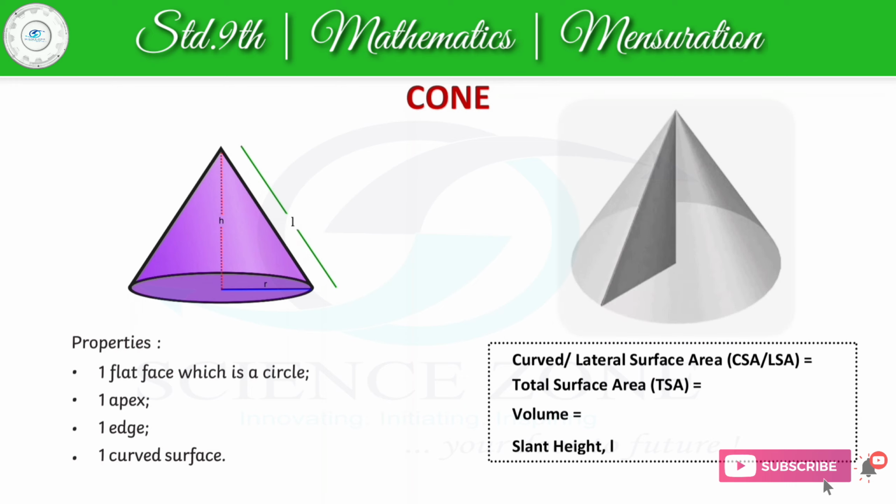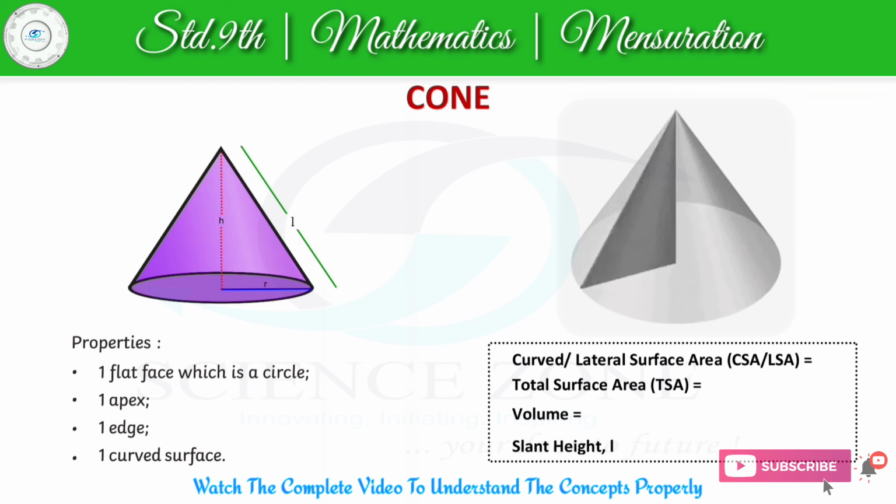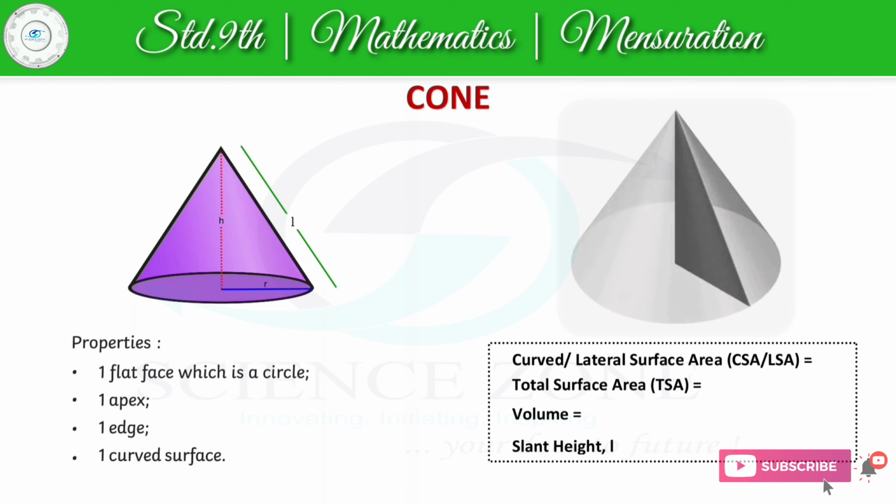Cone. A cone is formed by rotating a triangle around one of its sides. In our syllabus, we will study right circular cones. A right circular cone is formed by rotating a right-angled triangle around one of its sides forming the right angle. If we rotate the triangle around one of the two sides of the right-angled triangle that form the right angle, what will we get? A right circular cone.